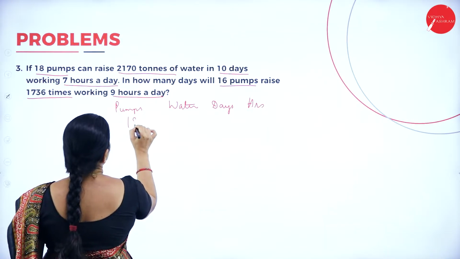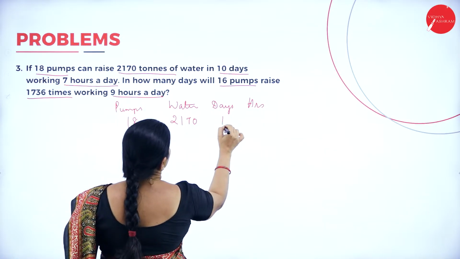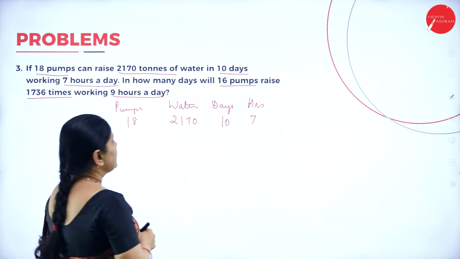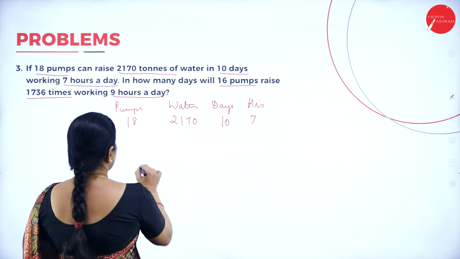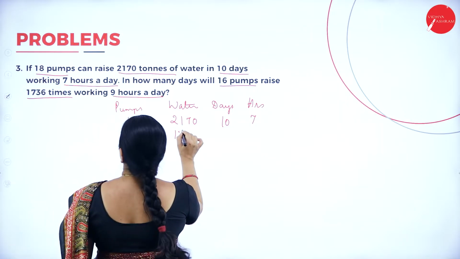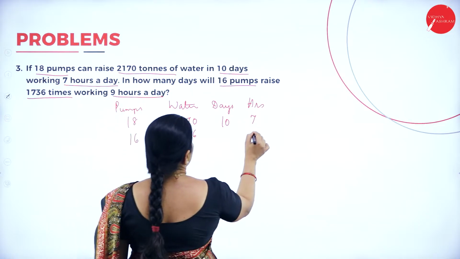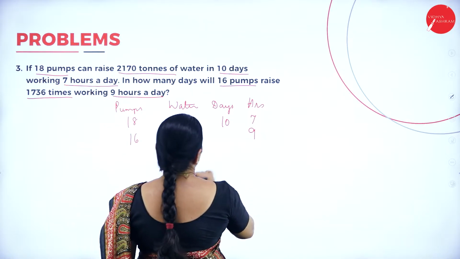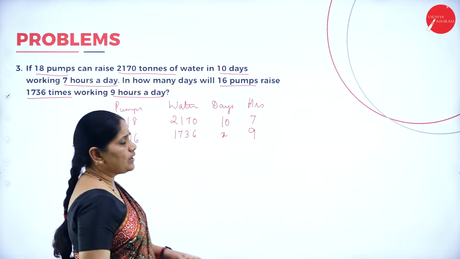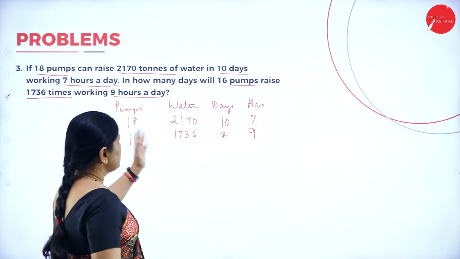So 18 pumps, 2,170 tons of water, 10 days, 7 hours. Next they have told 16 pumps, 1,736 tons of water, 9 hours a day. So how many days? We don't know the number of days. So we write down the equation and whatever is given in this format.